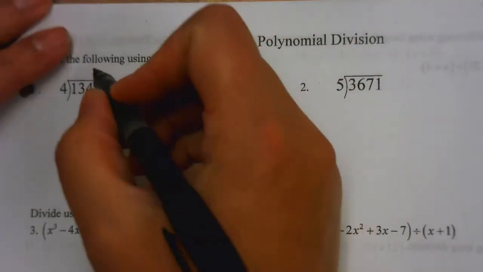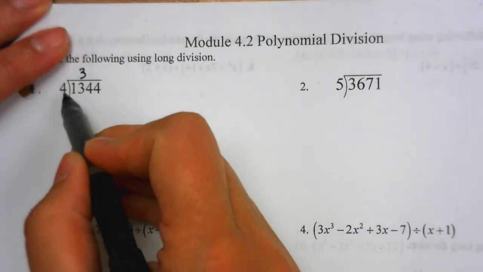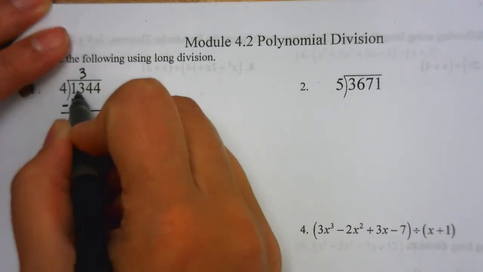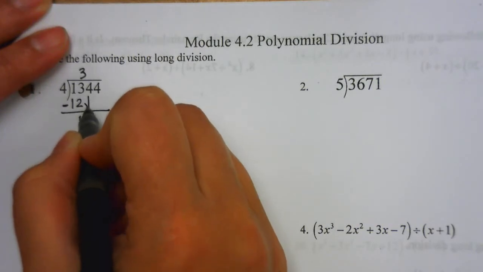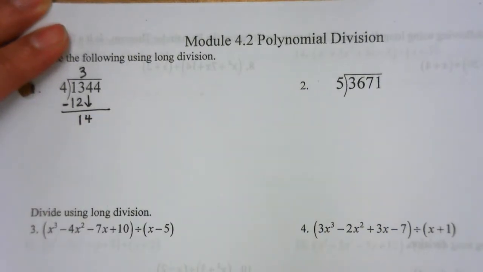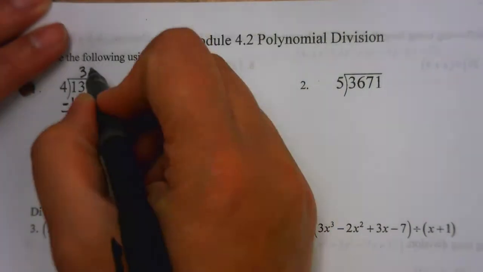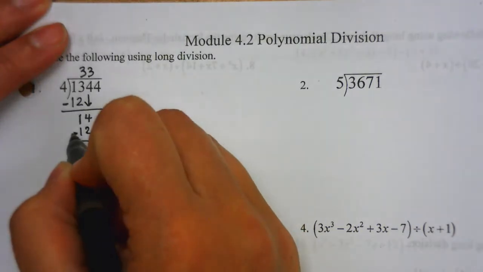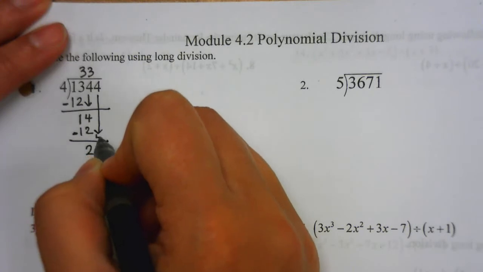And that is going to be a 3. I then take that 3 and multiply it times the 4 to get 12. And then we're going to subtract. So 13 minus 12 is 1, and I'm going to bring down my 4. And I repeat that process over and over again until I run out of numbers. So what times 4 gets me close to 14 is another 3, gives me 12 again. I'm going to subtract again. I'm going to get 2, and I'm going to bring down that 4.